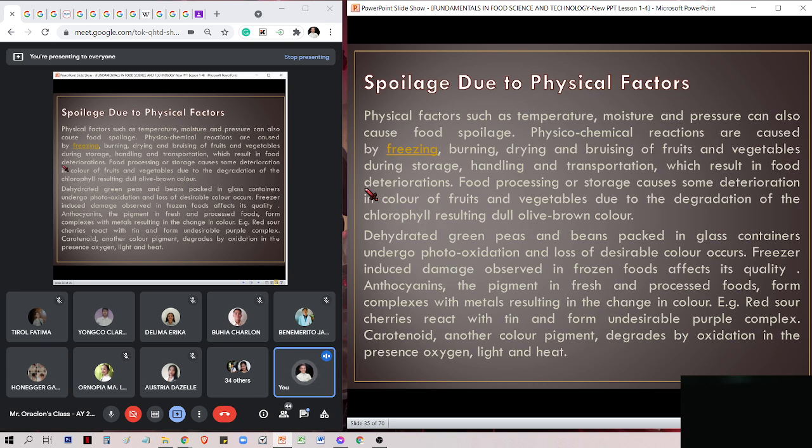The last one is spoilage due to physical factors. So spoilage due to physical factors, it is commonly that such as temperature, moisture, and pressure can also cause food spoilage.